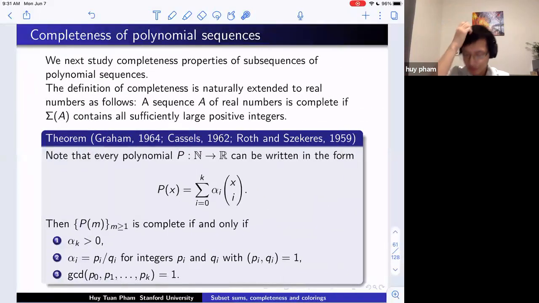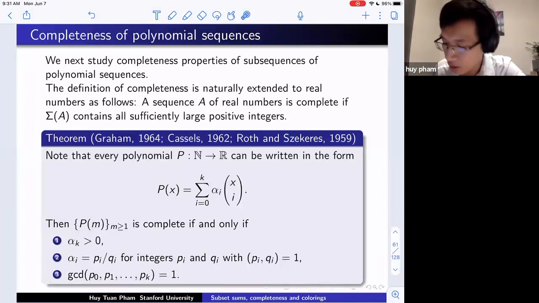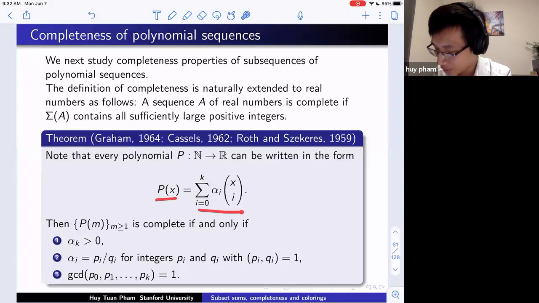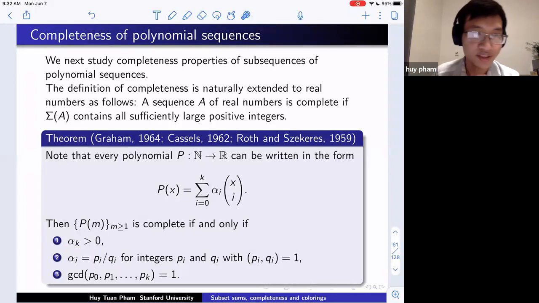And so the first question is, for which polynomials P is the sequence P(m), where we plug in all natural numbers m, a complete sequence? And this is completely characterized by a previous result of Graham. There was also a different analytic proof before that by Cassels, and a previous result of Roth and Szekeres. So we know a complete characterization of which polynomials P are complete. If we write P in this form, then P is complete if and only if the highest degree coefficient alpha_k is positive, and then all of the coefficients are rational numbers, and if we write them in reduced form, the greatest common divisor of all the numerators is equal to 1. So there's a simple characterization of complete polynomials.